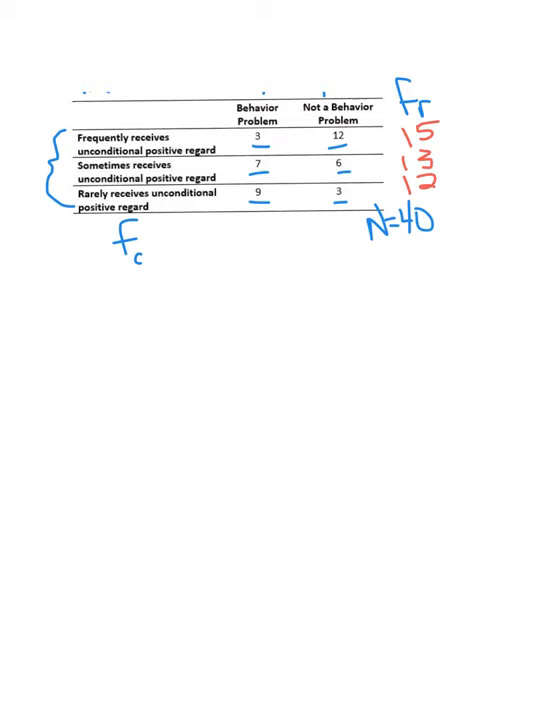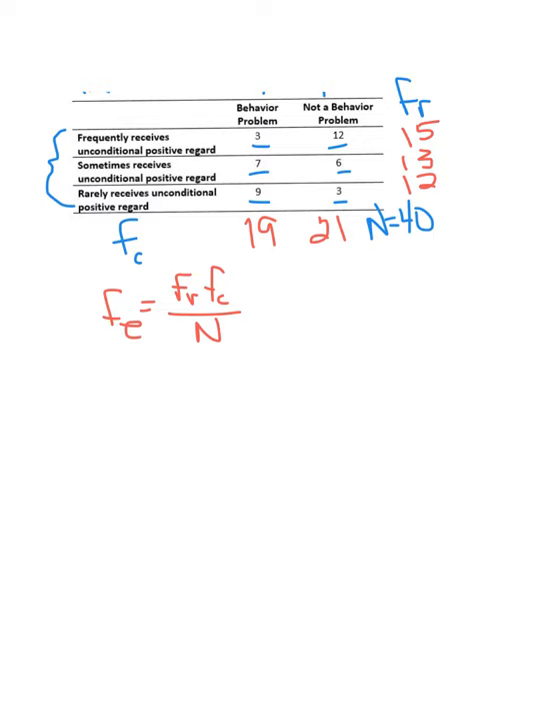Now, if you'll notice, 15 plus 13 plus 12 is 40, right? So we know we've got those accurate. Now we're going to get the frequencies for the columns. So for the behavior problems, it's 3 plus 7 plus 9, which is 19. And then for the not a behavior problem, it's 12 plus 6 plus 3, which is 21. If you add up 19 plus 21, you should also get 40. So now we have our frequency rows and columns. So we can use those to get our expected frequencies. So remember, f of e is the frequency of the row times the frequency of the column, all divided by n.